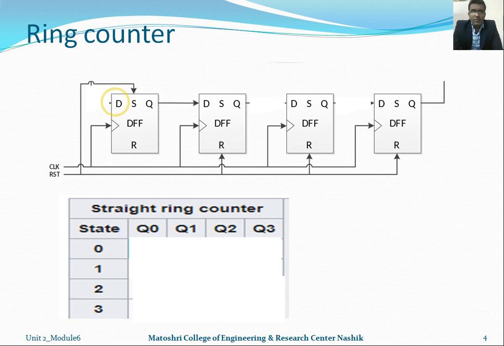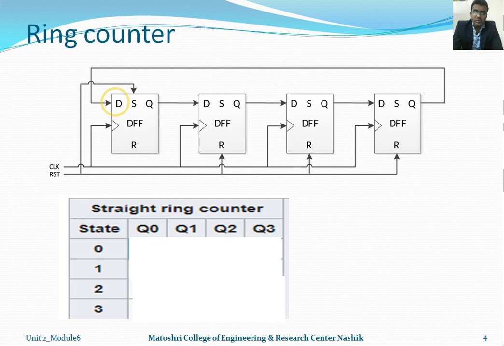So the output of the first is the input of the second, the output of the second is the input of the third, the output of the third is the input of the fourth, but the output of the last flip-flop is fed back to the first flip-flop's input. So this is the ring connection, and this connection is very important.